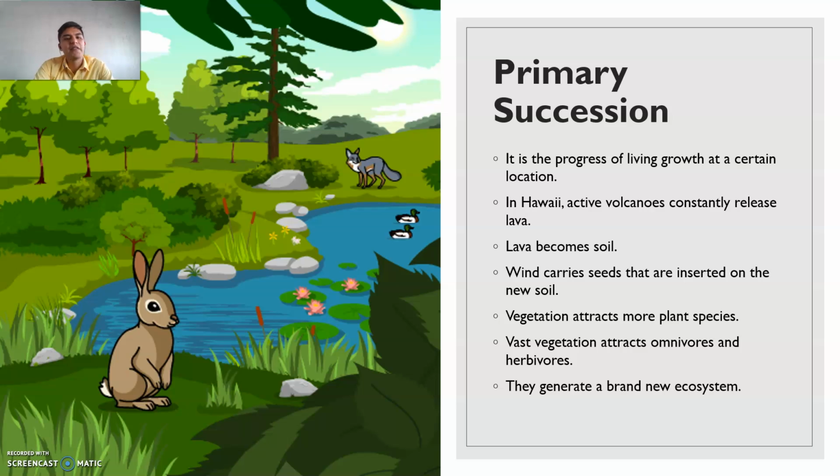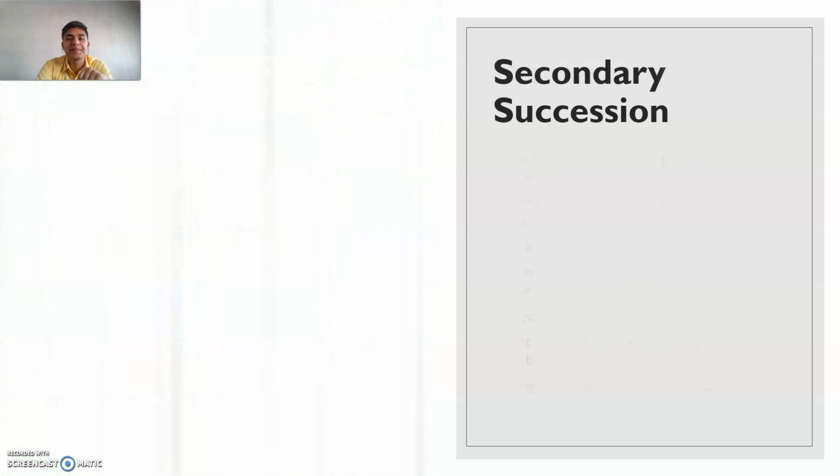So after lava covers a certain place, there is no life at all. You're not going to find plants, animals, etc. But after all of the stages of the primary succession are completed, then a vast type of life is going to be generated at that place.